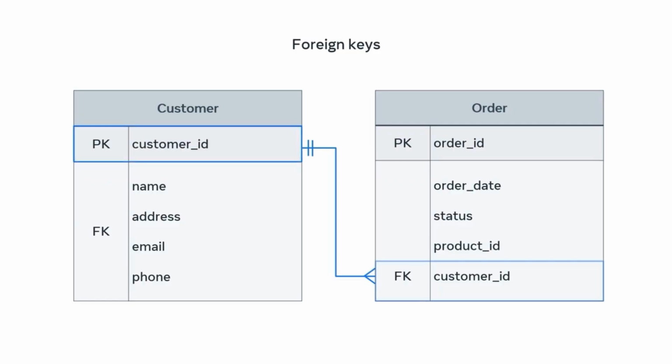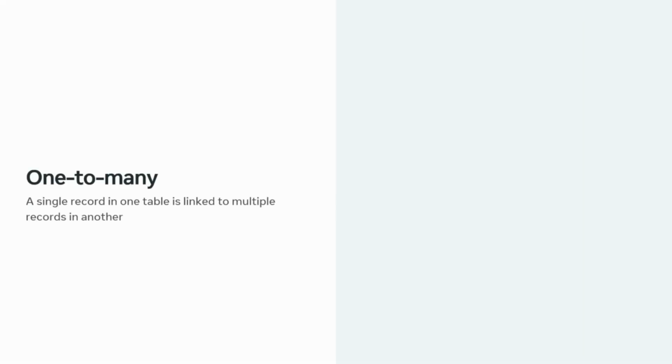Let's simplify things by exploring an entity relationship diagram using the customer and order tables from earlier. In this diagram, the order table relates to the customer table by including the customer ID attribute and defining it as a foreign key inside the order table. The relationship between these 2 tables is one-to-many. You might have encountered this type of relationship in an earlier video.